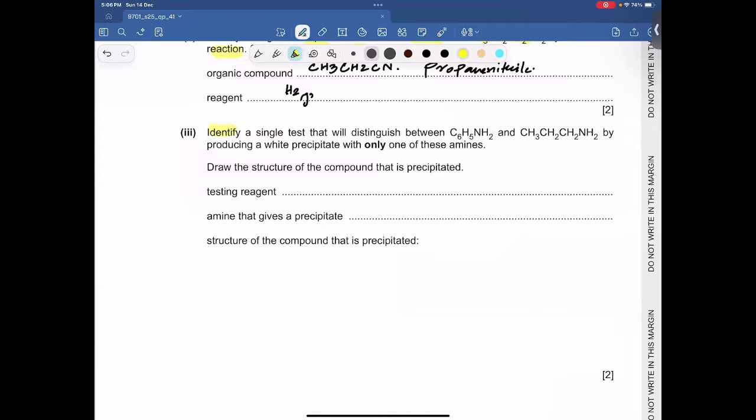Identify a single test that will distinguish between phenylamine and aminopropane by producing a white precipitate with only one of these amines. Draw the structure of the compound that is precipitated. By the way, phenylamine can react with aqueous bromine to give white precipitates, whereas this aliphatic amine cannot react with aqueous bromine. So testing reagent is going to be aqueous bromine. With phenylamine, give the positive test.